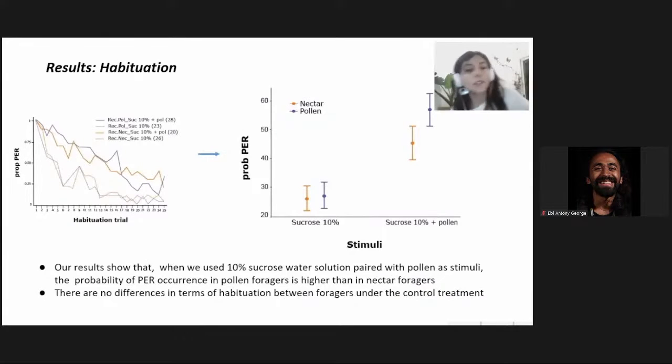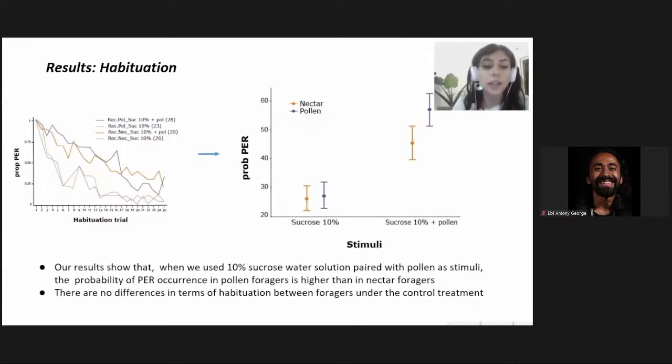As results of the habituation trials, to the left you have the habituation curves of pollen and nectar foragers, and to the right the graph shows the pair probability of pollen and nectar foragers to different stimuli during habituation. The x-axis corresponds to the stimuli used to habituate the bees, and the y-axis corresponds to the probability that the pair occurs. Orange lines correspond to nectar foragers and blue lines to pollen foragers.